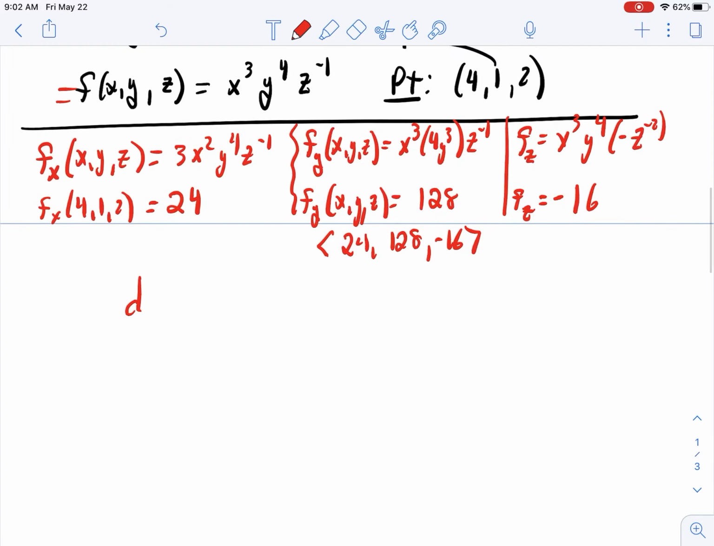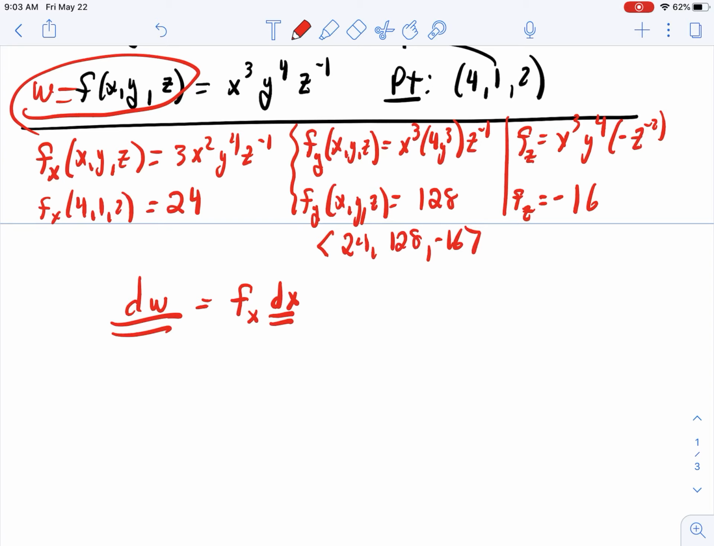I'm going to use W here. So my approximation here, dW. This is not the actual plane. This is the error factor here. So we would have partial derivative of x dx, the change of that, plus partial derivative of y dy, change in my y, plus partial of z dz. Alright, so if I plug in here for my error factor, this would be 24.